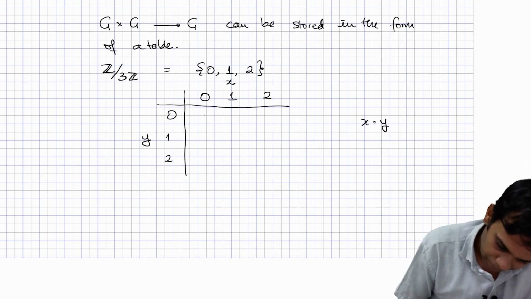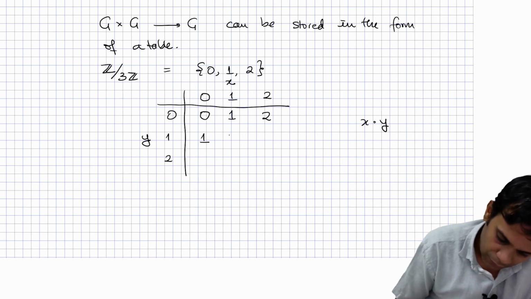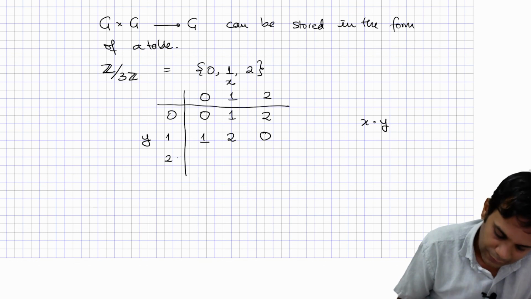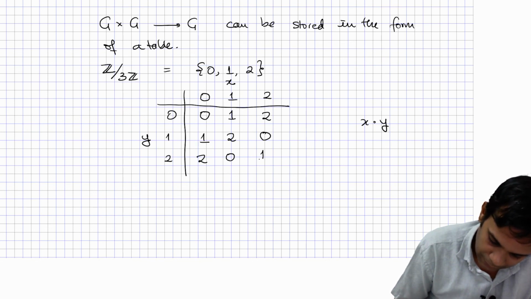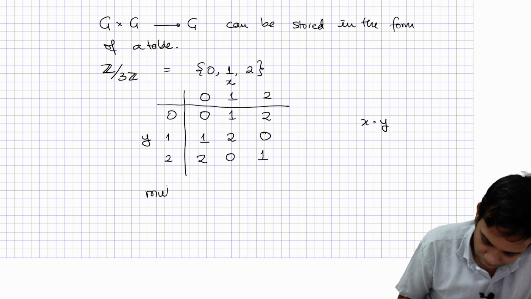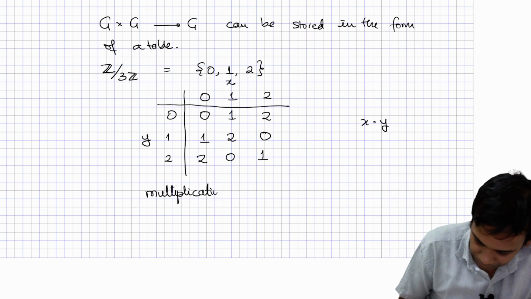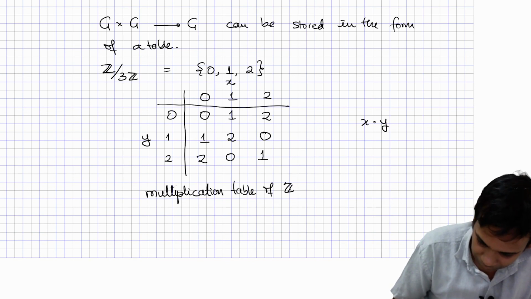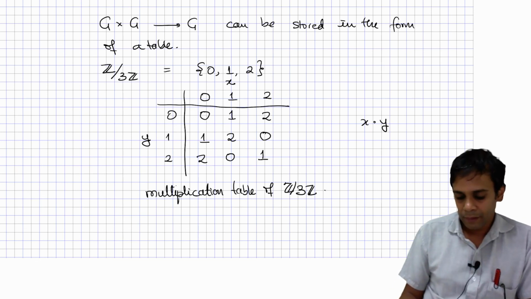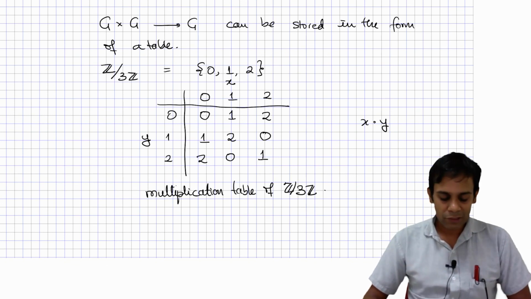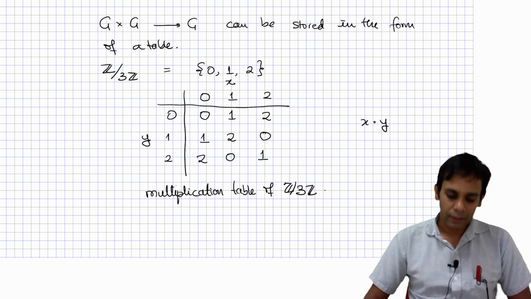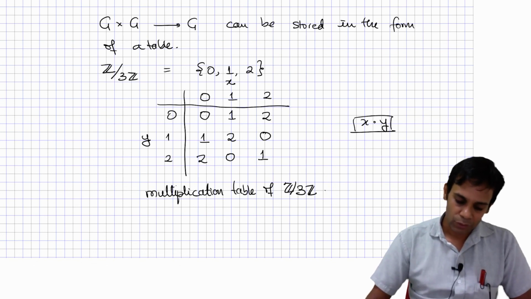So 0 plus 0 is 0, 0 plus 1 is 1, 0 plus 2 is 2, 1 plus 0 is 1, 1 plus 1 is 2, 1 plus 2 is 3, which is the same as 0 mod 3, 2 plus 0 is 2, 2 plus 1 is 0, and 2 plus 2 is 4, which is 1 mod 3. This is called the multiplication table of the group Z mod 3. And once you write down the multiplication table, you've completely specified the group, because you've told us what dot does to any two elements. The multiplication table has rows and columns indexed by the elements of the group, and the entries are the products of the elements X dot Y.